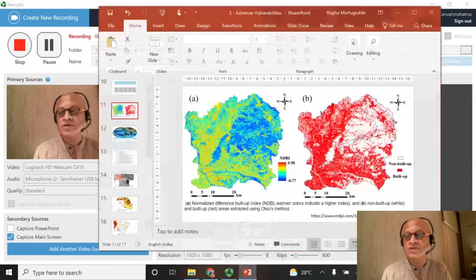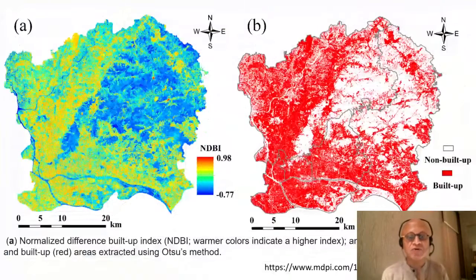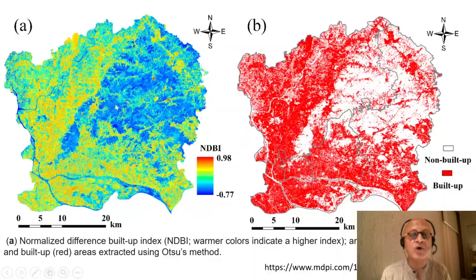So let's conclude this short chapter with some details. This is now going back to our urban heat island effect. So we are looking here at a place with normalized difference built up index. So this is showing how much of this particular city is built up. Okay, so it goes as a range from minus 0.77 to 0.98.